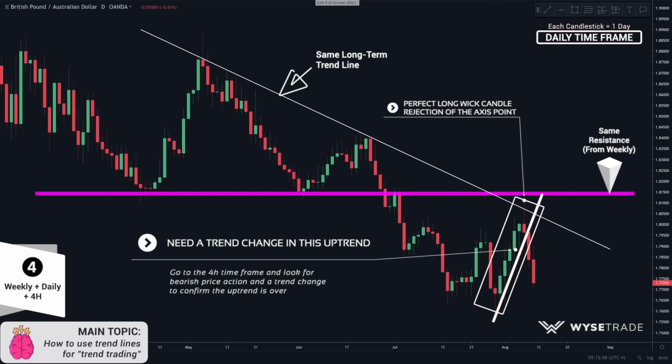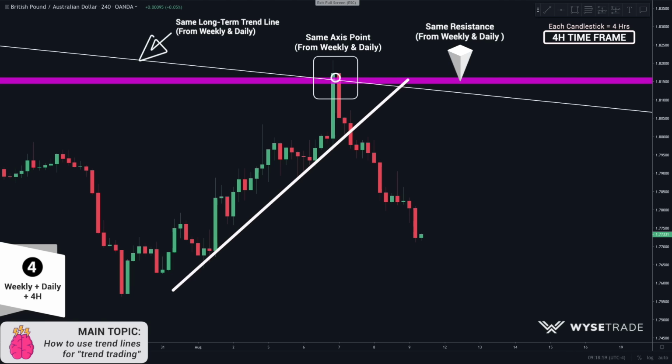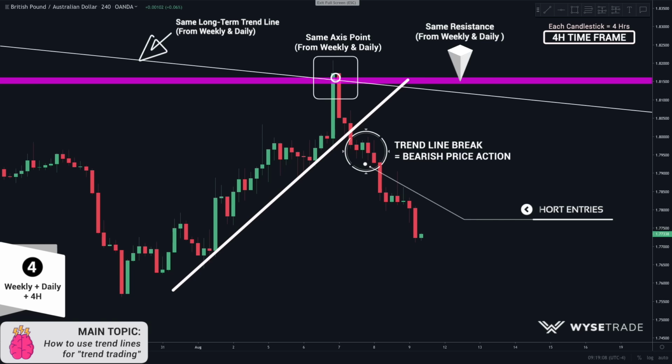Here on the four-hour time frame, you have your weekly and daily resistance, weekly and daily trend line, and weekly and daily access point. You then have your short-term trend line here. And once price hits the access point and then breaks the short-term trend line, your short-term trend turns bearish and matches the long-term bearish downtrend. And this is when you start looking for trade entries short, as all timeframes are bearish and confluent.